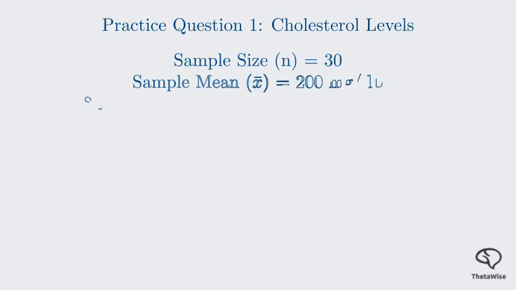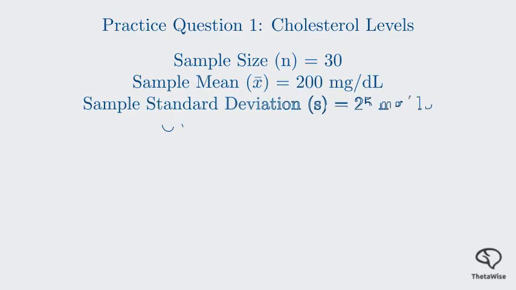Let's try a practice question for confidence intervals. Take a moment to pause the video and work through it yourself. A study measures the cholesterol levels of 30 patients. The sample mean is 200 milligrams per deciliter, and the sample standard deviation is 25 milligrams per deciliter. Calculate a 99% confidence interval for the true mean cholesterol level.